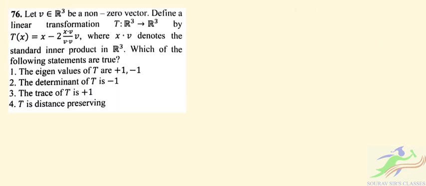Question number 76: let v be a non-zero vector. Define a linear transformation T, where T of x is given by x minus 2 (x dot v) over (v dot v) times v. And x dot v denotes the standard inner product in the space R^3. Which of the following statements are true?